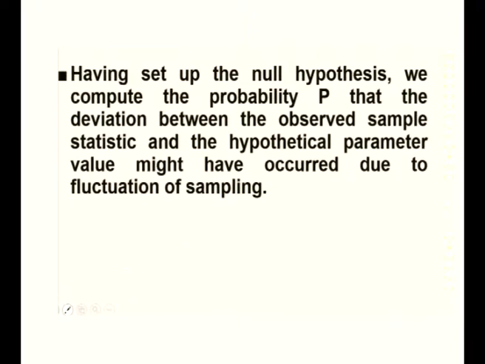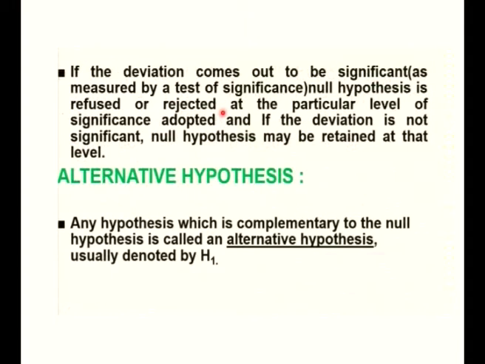Having set up the null hypothesis, next we have to compute the probability P that the deviation between the observed sample statistic and hypothetical parameter value might have occurred due to fluctuation of sampling. So, if the deviation comes out to be significant as measured by a test of significance, the null hypothesis is refused or rejected at the particular level of significance adopted, and if the deviation is not significant, the null hypothesis may be retained at that level. This is the basic procedure of test of significance.